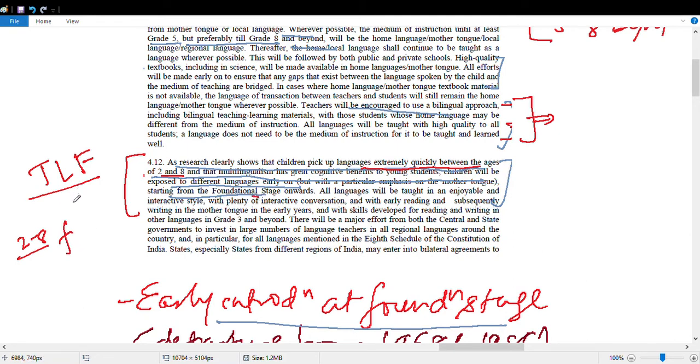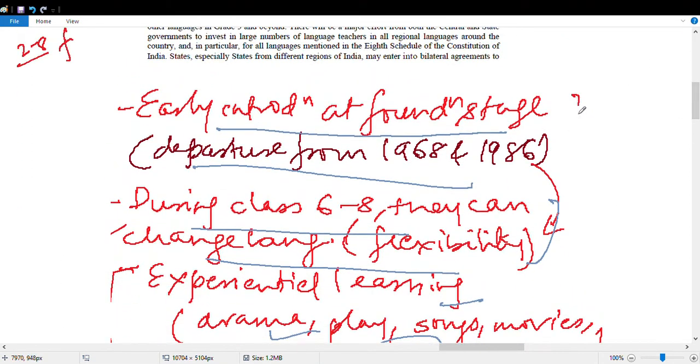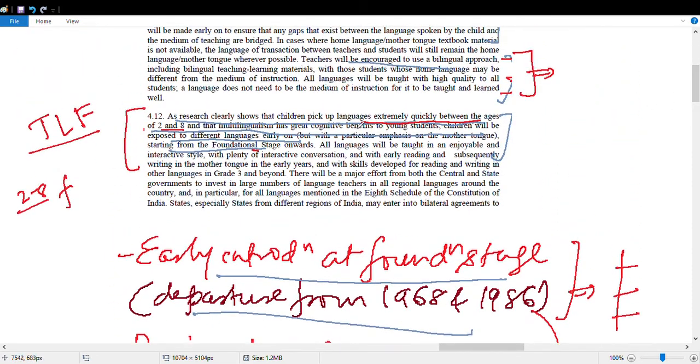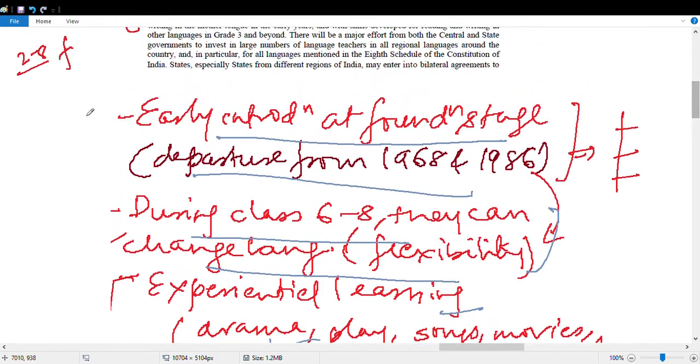It again marks a departure from the 1968 recommendations, where it was said that the languages should be introduced at different levels. Here it is said that it should be introduced at the basic level, foundational level, because children pick up languages extremely quickly between the age of 2 and 8, and multilingualism has a great cognitive benefit. So there is a dualism. One is teaching instruction in mother language, and introduction of other languages at the foundational level.